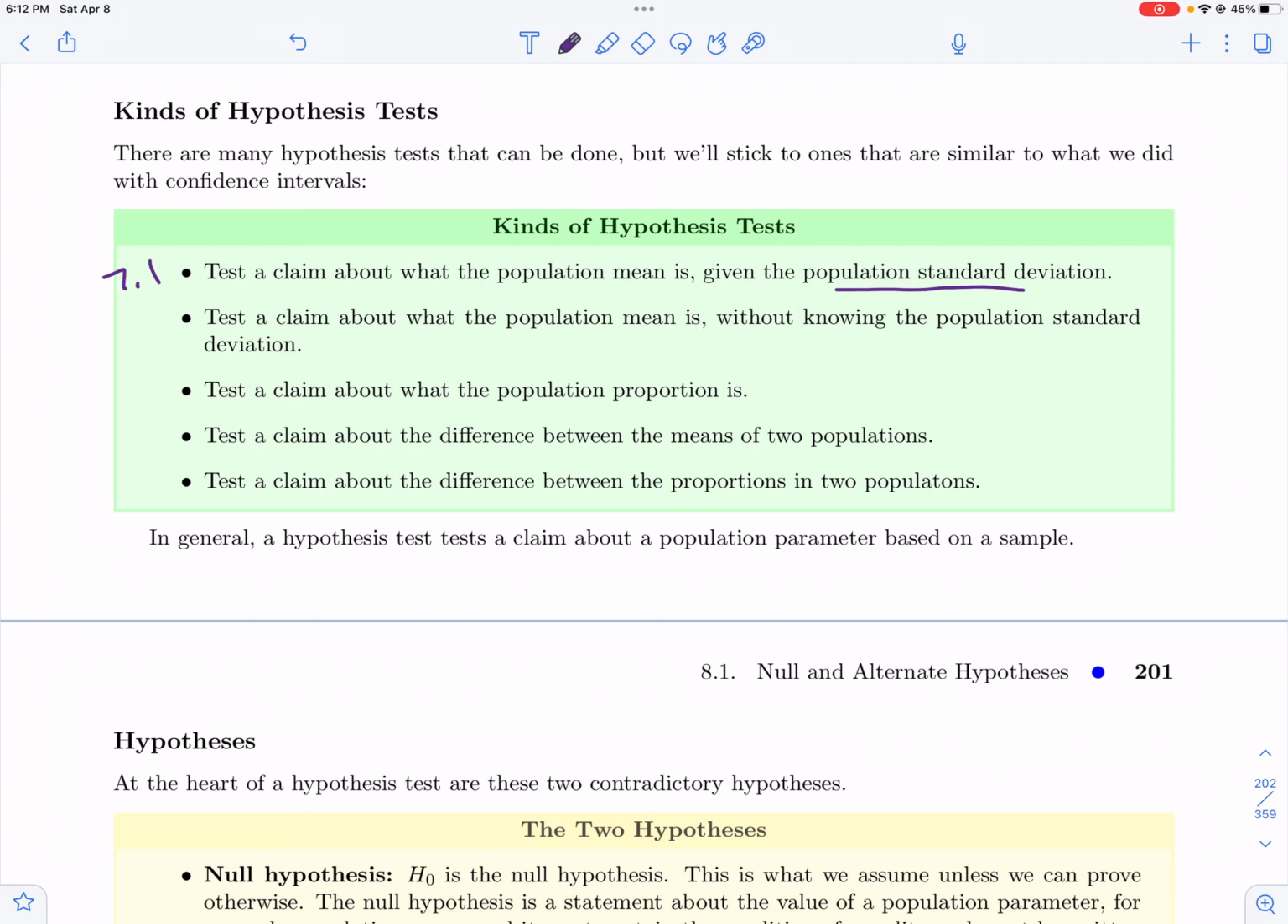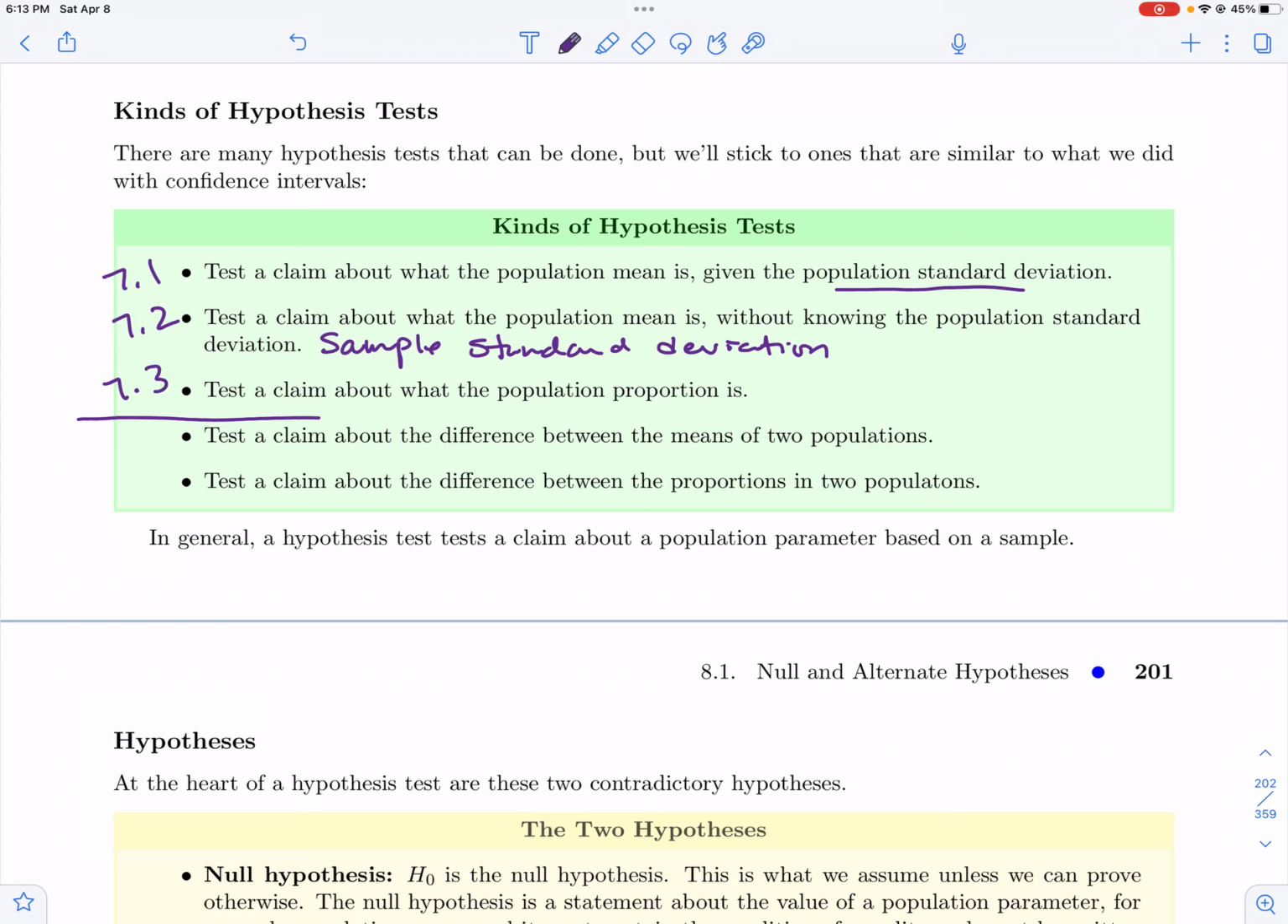The second type is testing a claim about the population mean without knowing the population standard deviation. In this case, this means using the sample standard deviation. Again, if you remember, these are exactly the types of problems we dealt with in 7.2. And then the third bullet is testing a claim about what the population proportion is, which was Chapter 7.3.